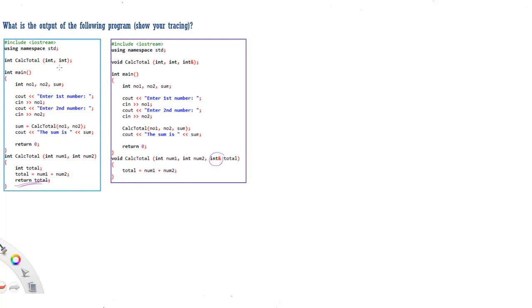Let's try and trace the first one first. So let's go to main. When we execute, we look at main first. Enter first number. You have variables called number1, number2, and also sum. Let's say I input 2 for the first number, and for the second number I input 5. Moving on to the next line, sum equals calculate total number1, number2. We know that number1 stores 2 and number2 stores 5.